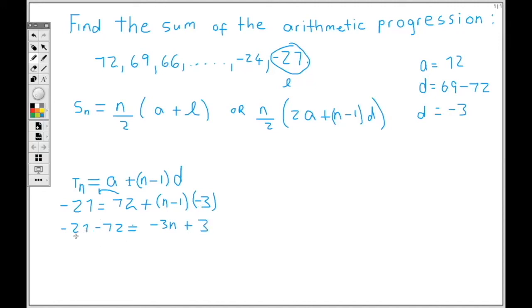Now -27 minus 72, we add and keep the sign, so we have -99. Now I carry the 3 over the equal sign, so it becomes -3, and then I have equal to -3n. Now -99 minus 3, that is -102, and then we have equal to -3n.